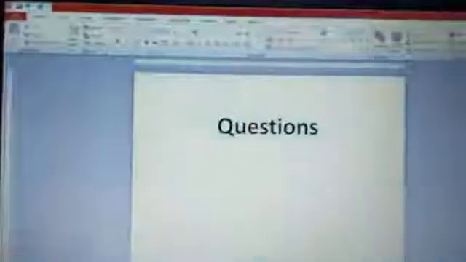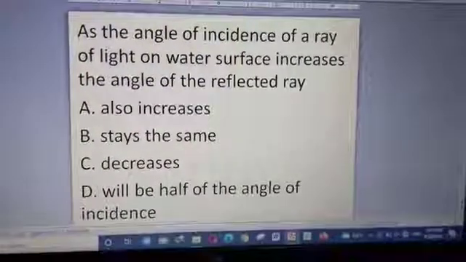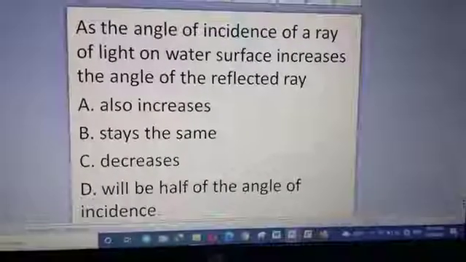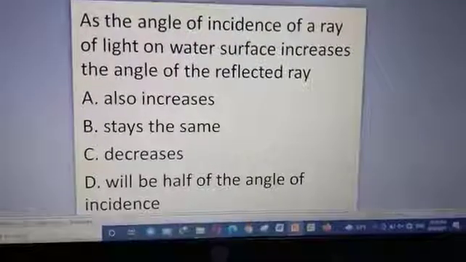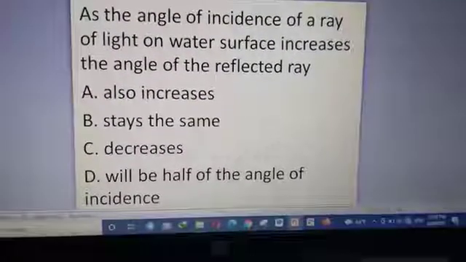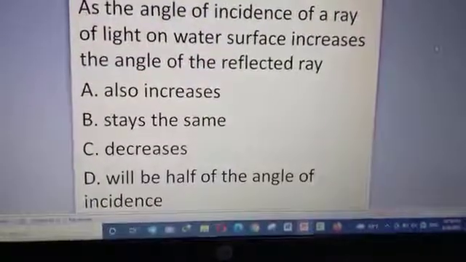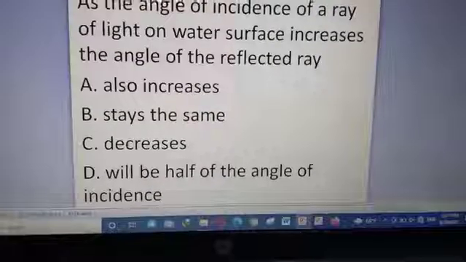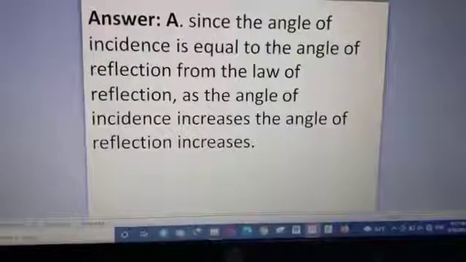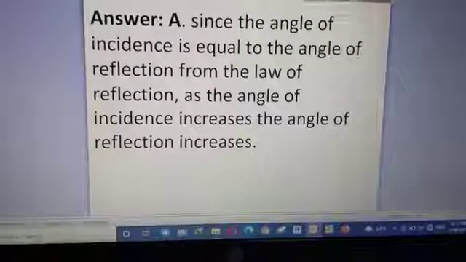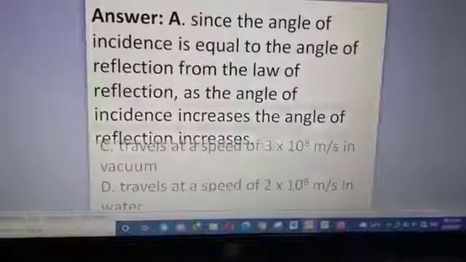Let's see the following questions here. As the angle of incidence of a ray of light on a water surface increases, the angle of the reflected ray: A, also increases; B, stays the same; C, decreases; D, will be half of the angle of incidence. This is not refraction, it is reflection. The answer is A. Since the angle of incidence equals the angle of reflection, from the law of reflection, as the angle of incidence increases, the angle of reflection increases.